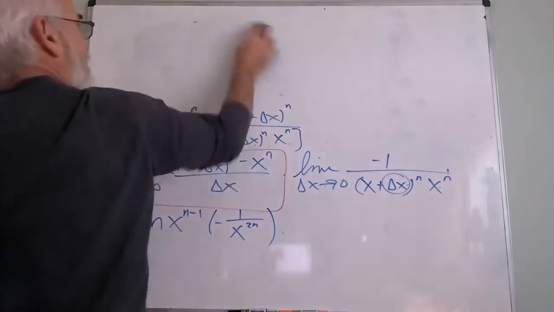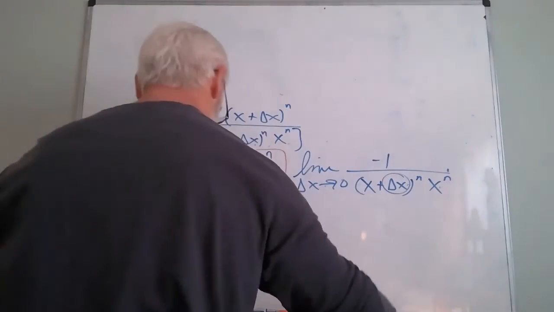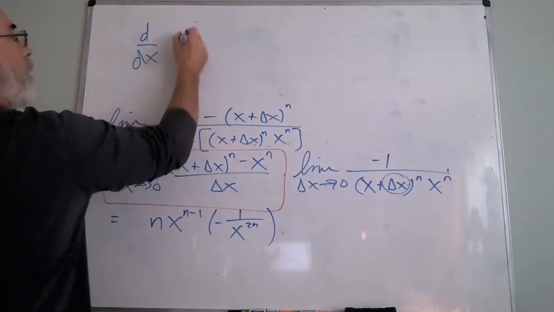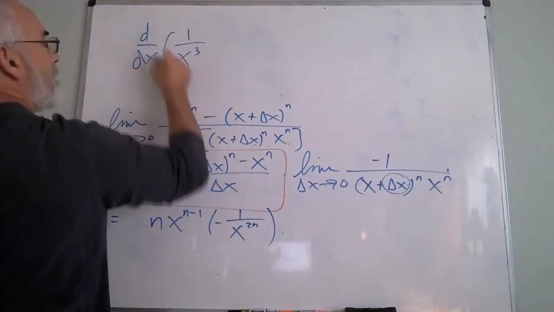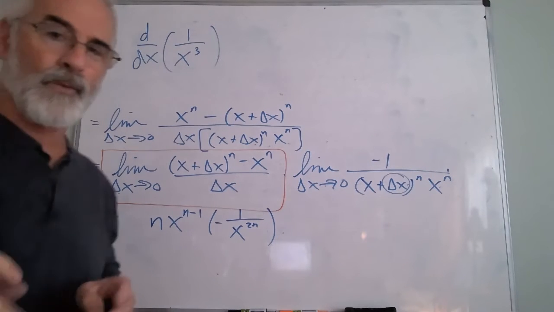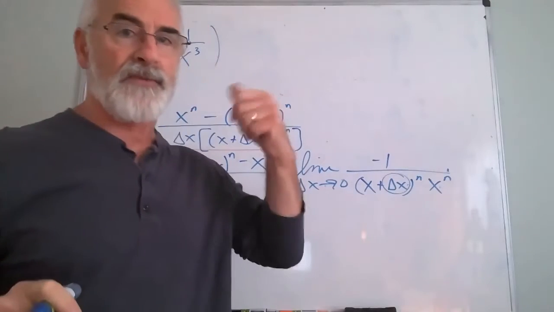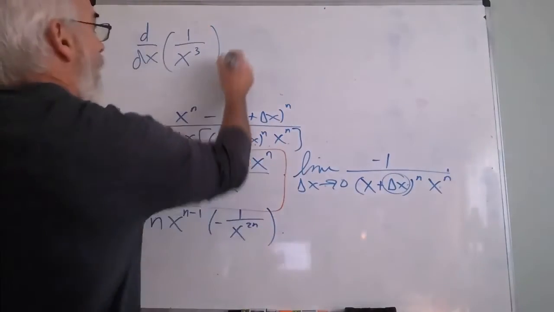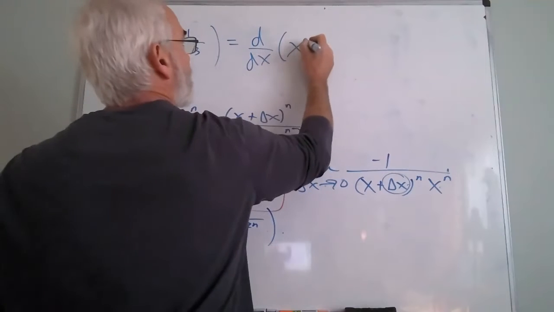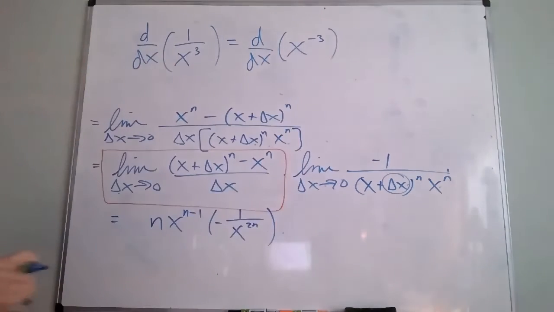So how does this work then? So let's do an example of this. I want to take the derivative of 1 over x cubed. Well, the first thing is I can't do it in that form. This is where we can get in trouble. I'm not going to differentiate that statement as stated. I'm going to rewrite this as I want the derivative of x to the negative third.